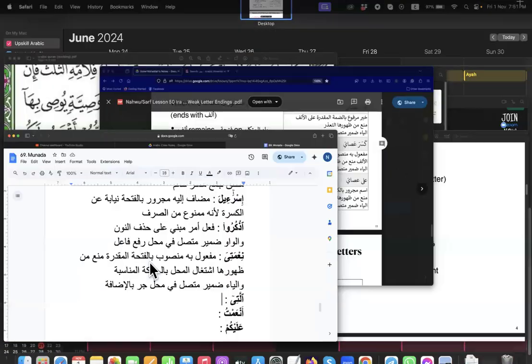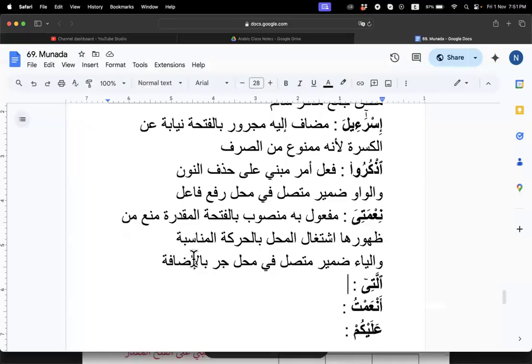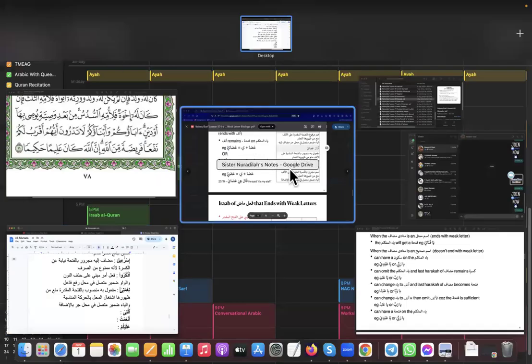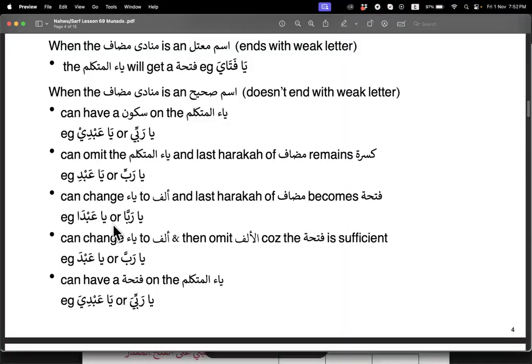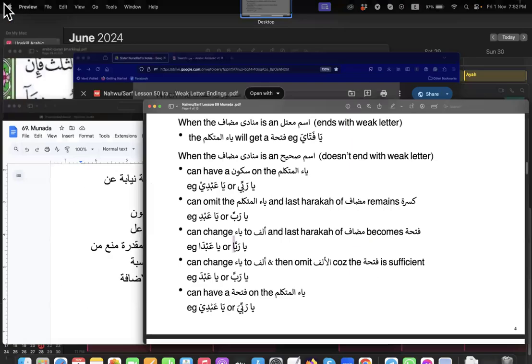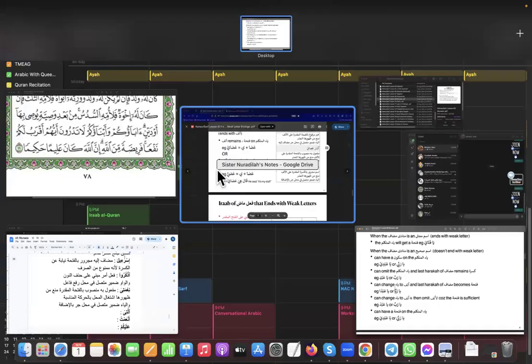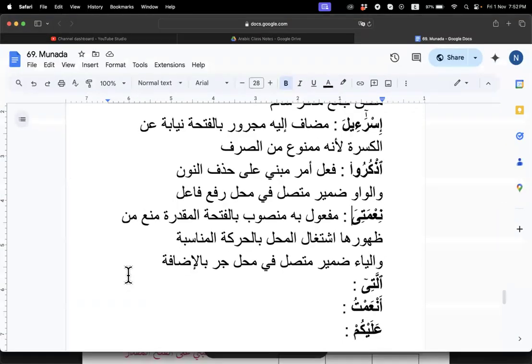Now the example we saw is of fatha, right? So that's why it came. But there are three, right? With fatha, with sukoon, and without anything, like for example Rabbi, you drop the ya. There is nothing else, so three possibilities. But if it's Munada, then there are more possibilities, like the alif. So with Munada, there are more possibilities.